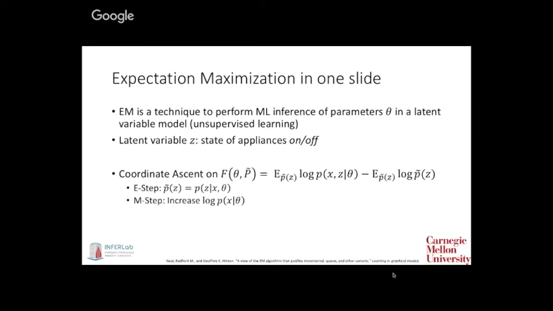And if you do EM, you can basically show that you're doing coordinate ascent on this function f. And basically in the E step, you're computing some distribution P. And what you're computing is the posterior. And in the M step, you're increasing the log likelihood. So if you plug in the posterior for P, this just becomes the data log likelihood.